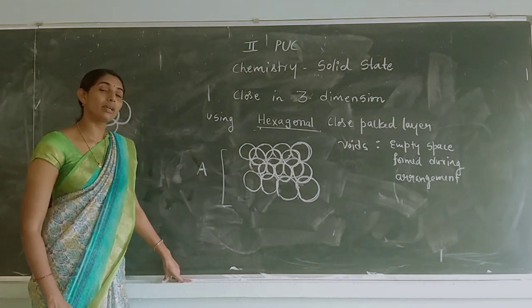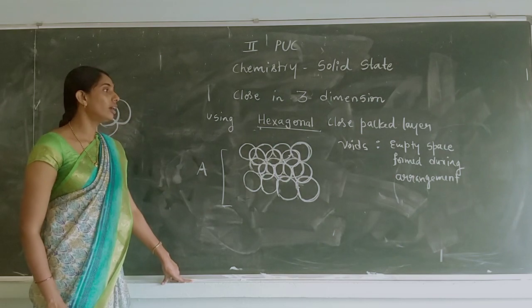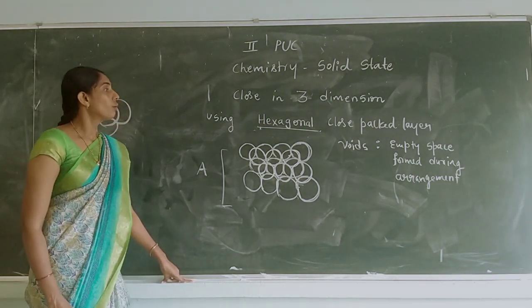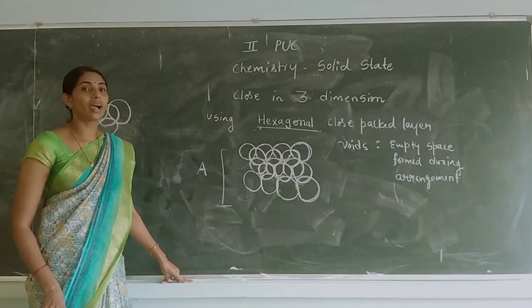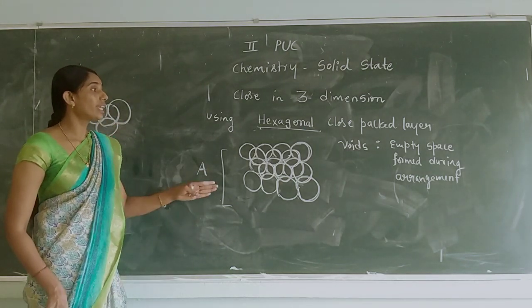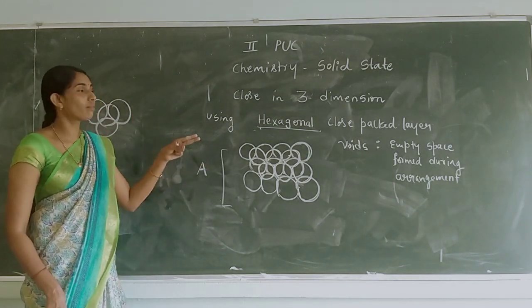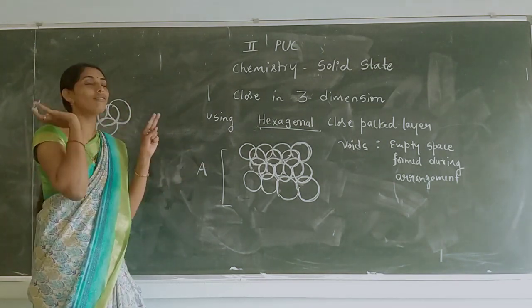Three-dimensional close packing, by using the square close packed layer, only square voids are formed. But by using the hexagonal close packed layer, different types of voids are generated. There are two types of voids generated when you place the second layer over the first layer.